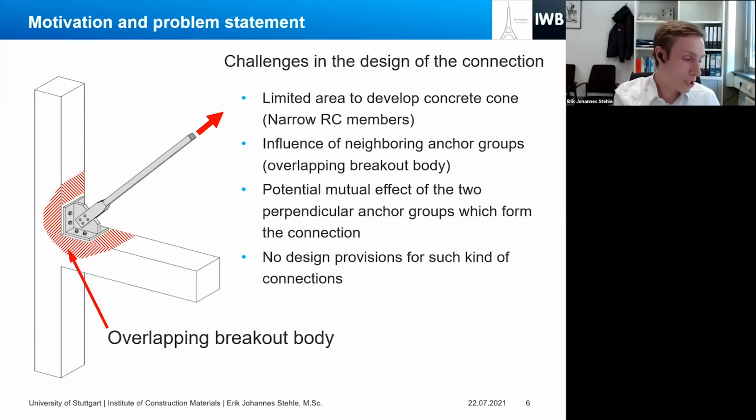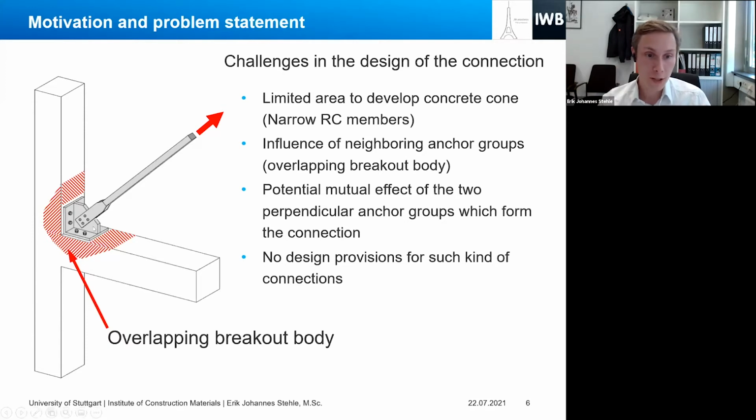So generally, when we use post-installed anchors, often the concrete-related failure modes, such as concrete cone failure, are governing the design. They're also often the most critical failure modes because they have a rather brittle failure. And this is especially the case here, where we have only a limited area or volume of the concrete where the concrete cone or the breakout body can form because of the narrow reinforced concrete members, so the beams and the columns.